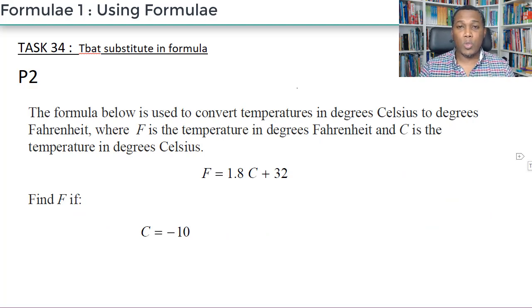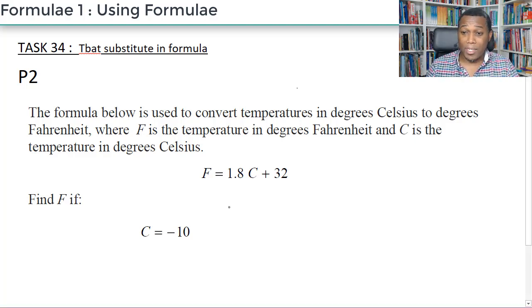So number 2, a bit of reading there as well. You pause, you have a go at this one, please. Thank you very much. Okay, right. Minus 10 is what we had. If I have read correctly, the answer you should have is 14. So we have 1.8 multiplied by minus 10, and then we have to add 32.